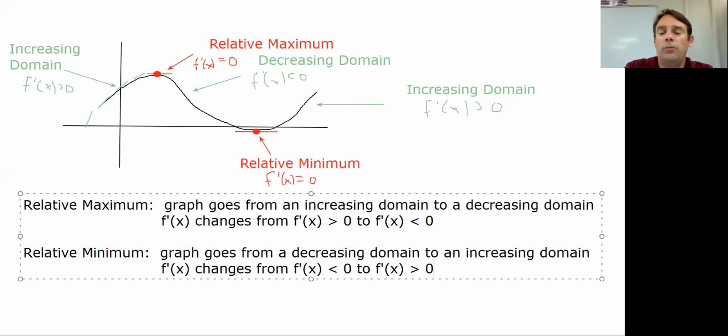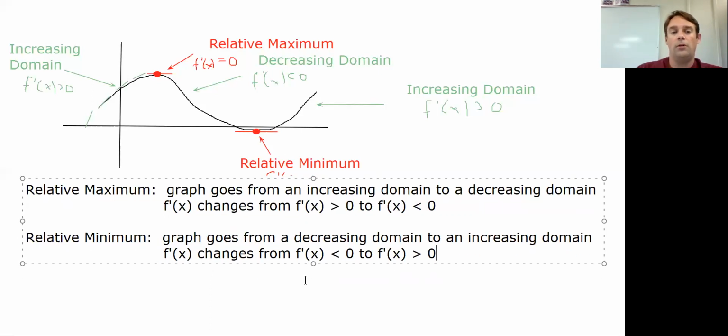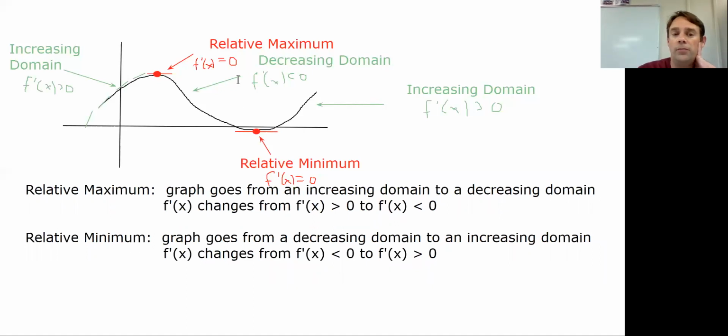But relative max and relative min do exist when those things happen, when it goes from increasing to decreasing, or decreasing to increasing. Or it does exist when your first derivative changes sign. And that's the idea that we're going to be playing with today. When it changes signs, that's when we are dealing with our relative mins and maxes. And again, sometimes it doesn't change signs.